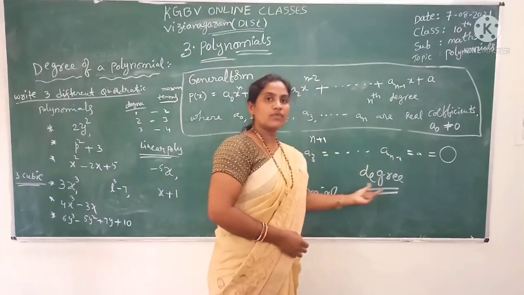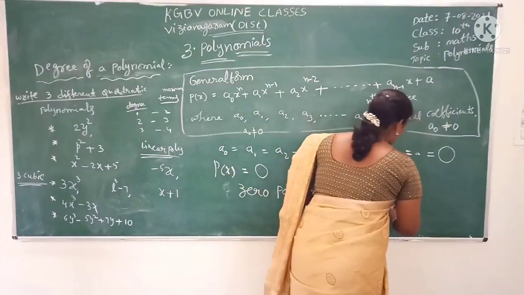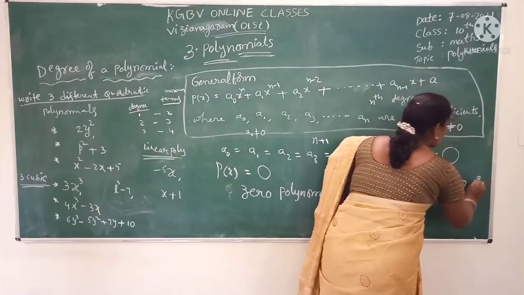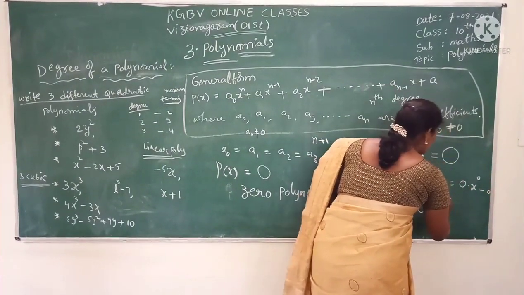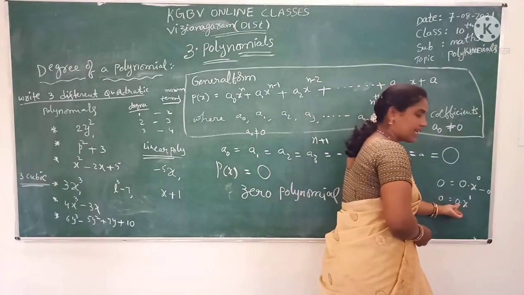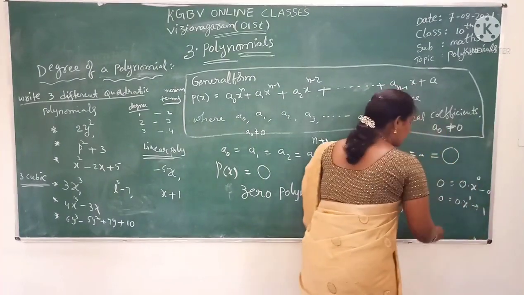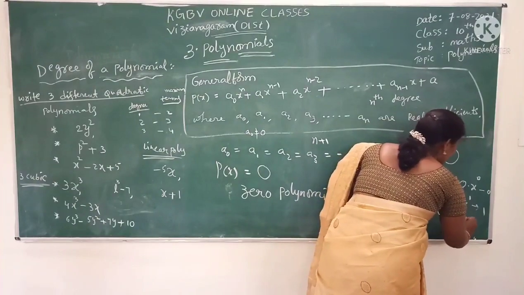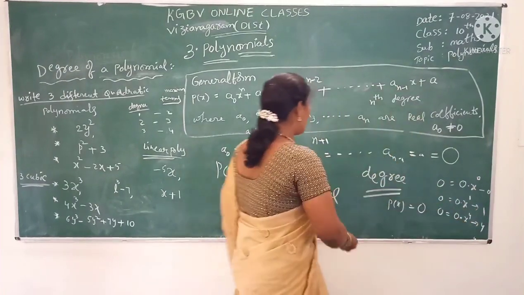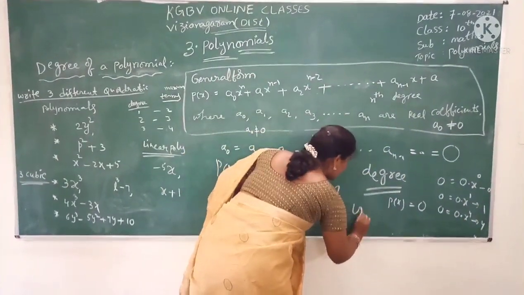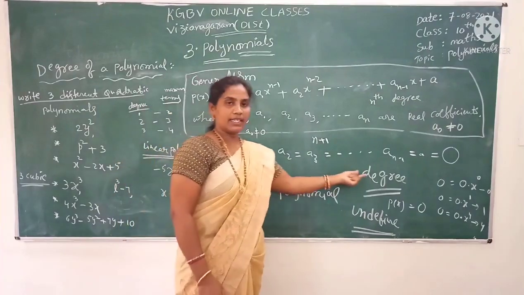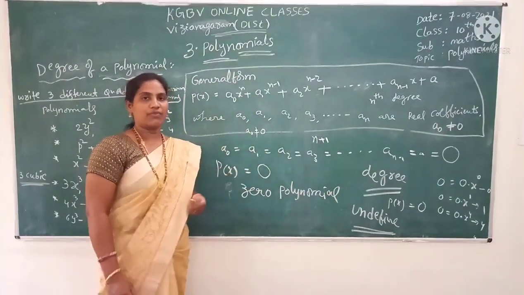What is the degree of the zero polynomial? P of x is equal to 0. 0 can be written as 0 into x power 0, so degree is 0. 0 can also be written as 0 into x power 1, since 0 into anything is 0, so degree is 1. And 0 is equal to 0 into x power 4, so degree is 4. The degree keeps changing, so the degree of the zero polynomial is undefined.